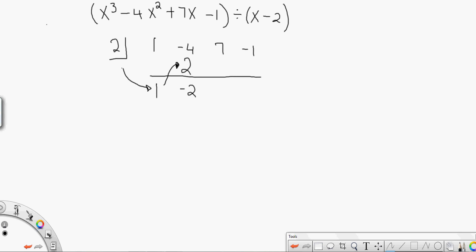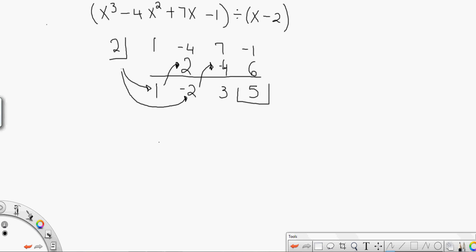The next step is to take the 2 and multiply by negative 2. 2 times negative 2 is negative 4, and you write that negative 4 underneath the third coefficient of your dividend. So 7 minus 4 is 3. Then you just repeat the process. 2 times 3 is 6, and negative 1 plus 6 is 5. Now this last number is your remainder, and these are the coefficients of your new polynomial.